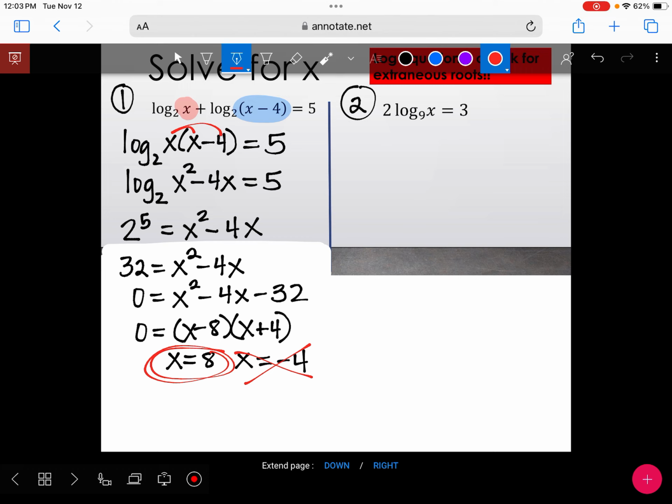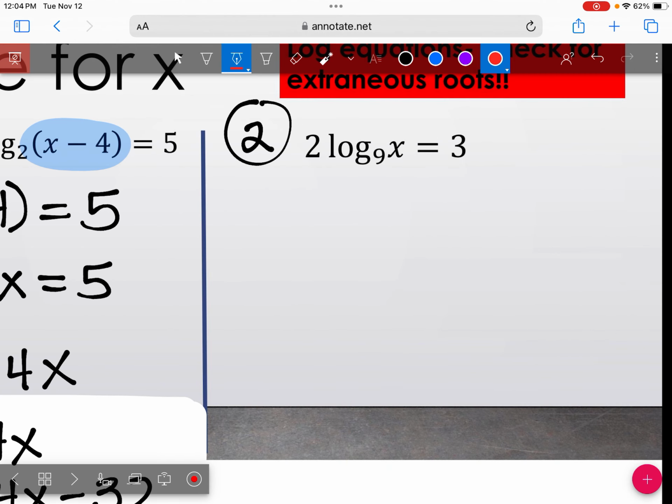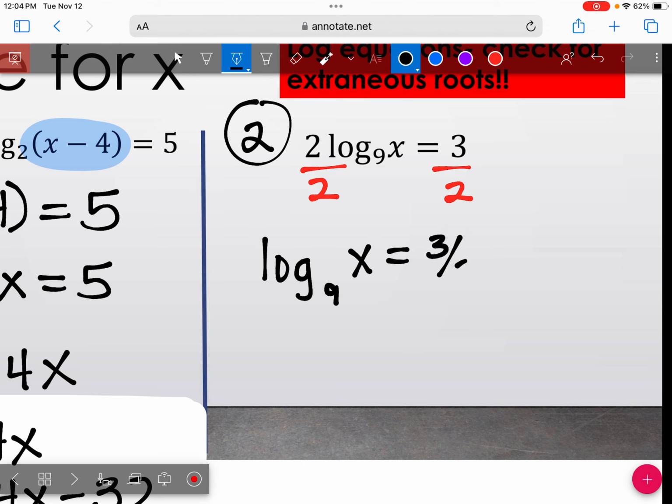All right, go ahead and copy down question 2 if you haven't already. This one will go a lot faster. There are two different ways we could go about doing this one. We could either move the 2 and make it an exponent using our property, or we can divide by the 2. Let's divide it. So then that gives us the log base 9 of x equals 3 over 2.